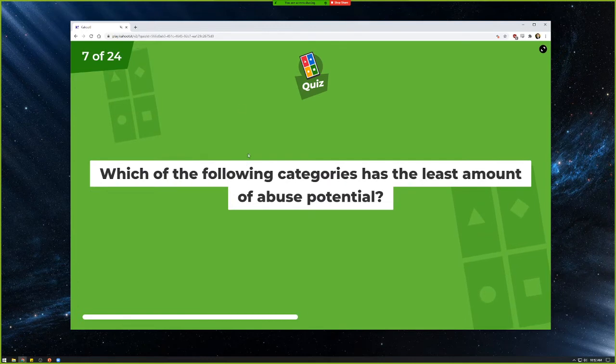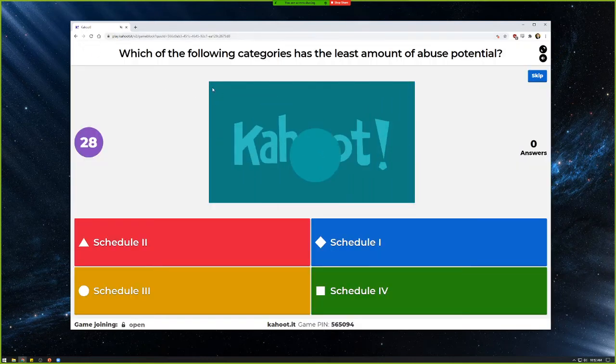All right, which of the following categories has the least amount of abuse potential? So going back to our controlled substances, this is the least amount of abuse potential. What I say is C2, 1, 3, or 4.